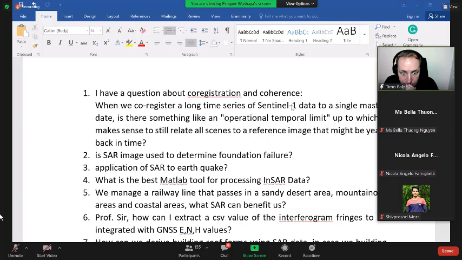Can you see the screen? Not yet, I think. Yes, now it's here. Now it's here. Okay.